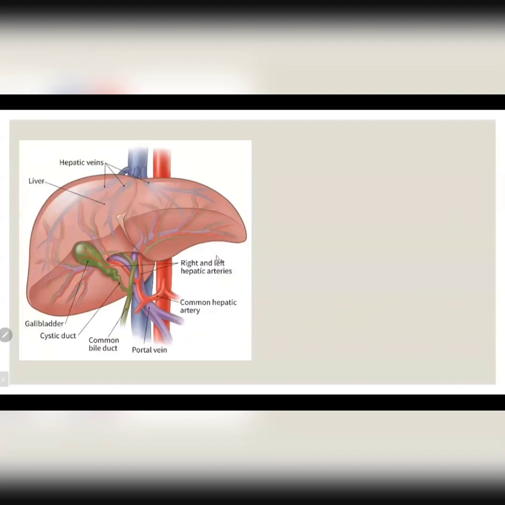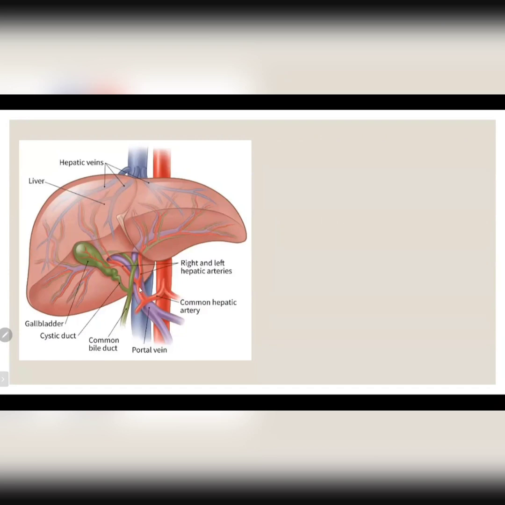So do you remember how the hepatic vessels and portal vein enter into the liver, or what are the structures arranged in order at the porta hepatis? DAV. Yes, DAV, from anterior to posterior. So what do you mean by DAV? From anterior to posterior, it is the common bile duct, the hepatic artery, and the portal vein.